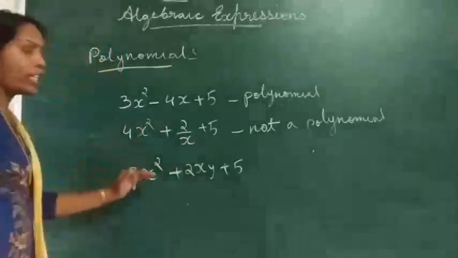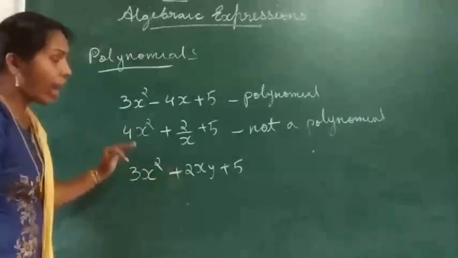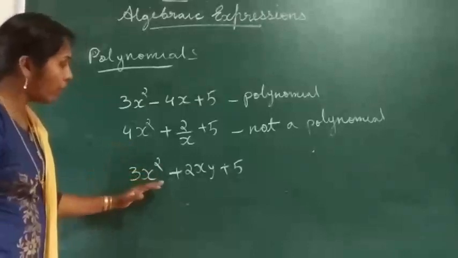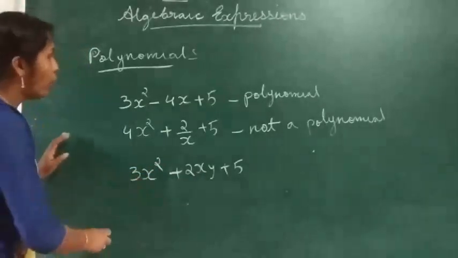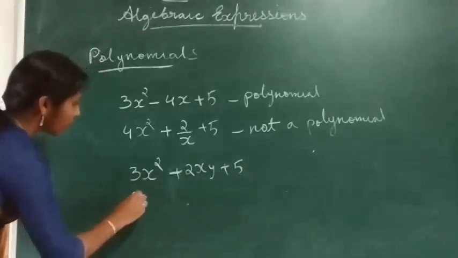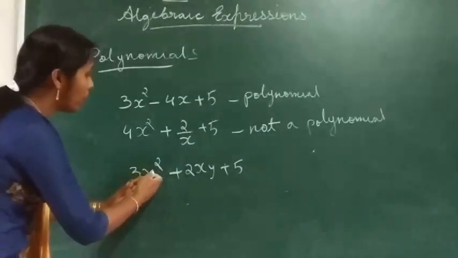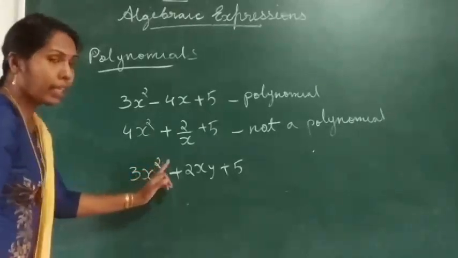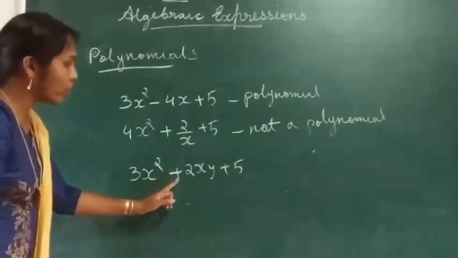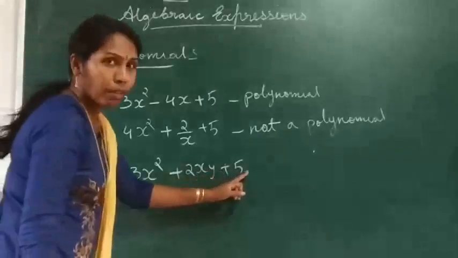Now what is the degree of a polynomial? The highest power of the variables in a polynomial is known as the degree of the polynomial. For example, in this we have the power of x as 2. So 2 is the degree of the polynomial 3x square plus 2xy plus 5.